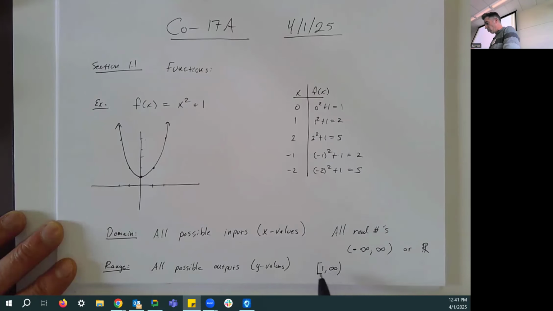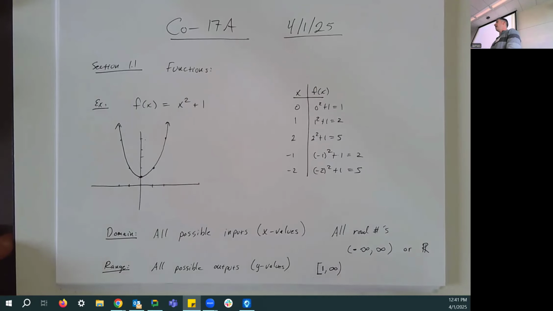So we get everything from 1, and we use a bracket to note that the 1 is included, all the way larger and larger and larger. Infinities always get parentheses because they're never included because they're not actually real numbers. They're just saying you get bigger and bigger and bigger, or you get smaller and smaller and smaller, but we don't actually include those because they're not real numbers.